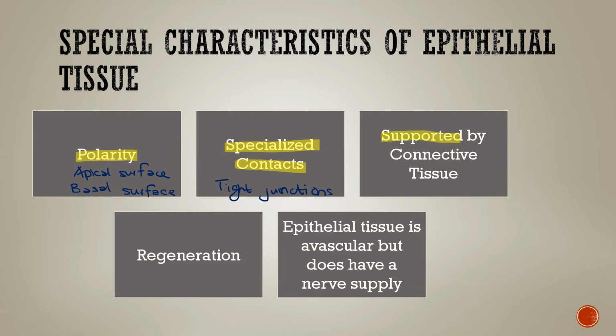Next characteristic is that they are supported by connective tissue. So all epithelial tissues will rest up and are supported by connective tissue. And between the epithelial layer and the connective tissue layer is what is called the basement membrane. And the basement membrane works to resist tearing and stretching, and it kind of reinforces the epithelial layer. But that basement membrane is also going to be separating the epithelial layer from the connective tissue layer.